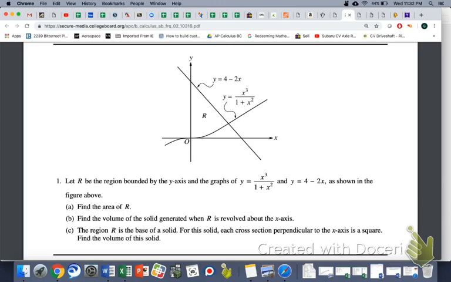Last but not least is C. C says the region R is the base of a solid. For this solid, each cross-section perpendicular to the x-axis is a square. So notice how C is very different from B. B, there's a solid being generated by a revolution of region R. C, there's no revolution taking place at all.